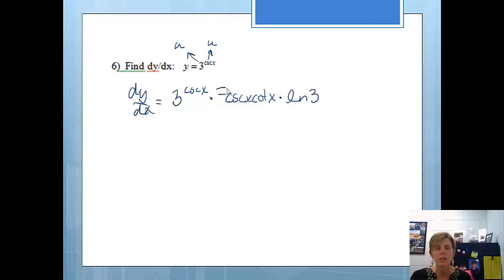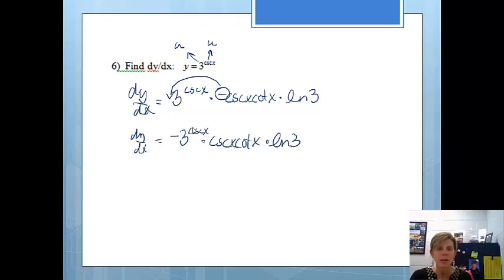Alright, and then just cleaning this up a little bit, we generally like to write the negative in the front of the problem, so my dy dx equals negative 3 to the cosecant x, and then cosecant x cotangent x, and then ln 3. And it really can't be simplified from there. If you wanted to write it in a different order, that would be fine, but that's pretty much it. So it's very similar to e to the x. We just have that one little extra step when we're doing that. So hopefully now you can take the derivative of an unnatural exponential function.